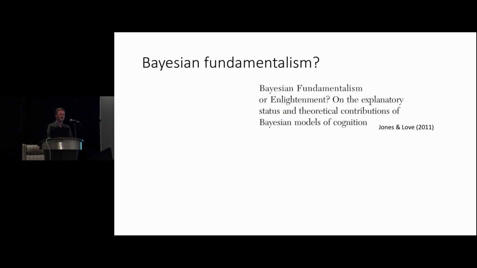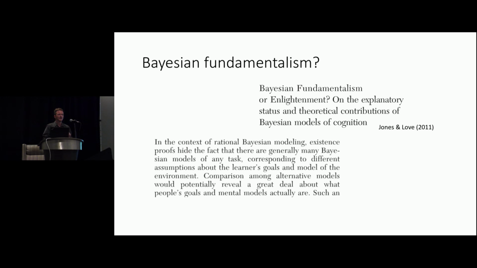And this is also aligned with what critics of the Bayesian approach have been talking about. For example, in this paper on Bayesian fundamentalism, where I think this Bayesian fundamentalist is a bit of a strawman figure, but I really like the point that they are making in the discussion section, where they say that there are generally many Bayesian models of any task corresponding to different assumptions about the learner's goals and model of the environment. And a comparison among alternative models would potentially reveal a great deal about what people's goals and mental models actually are. So wouldn't it be nice if we could automate this process of comparing different models a little bit?